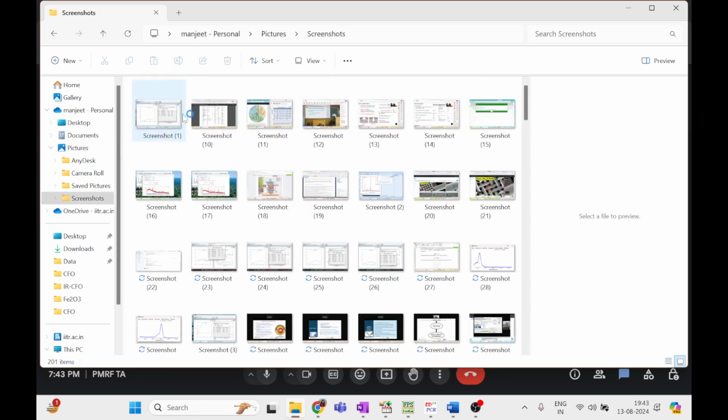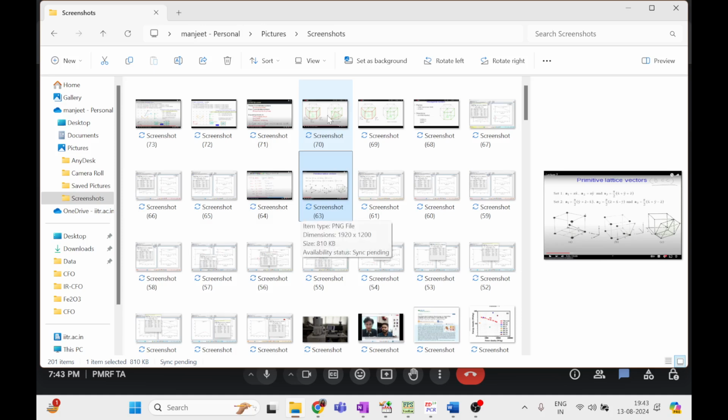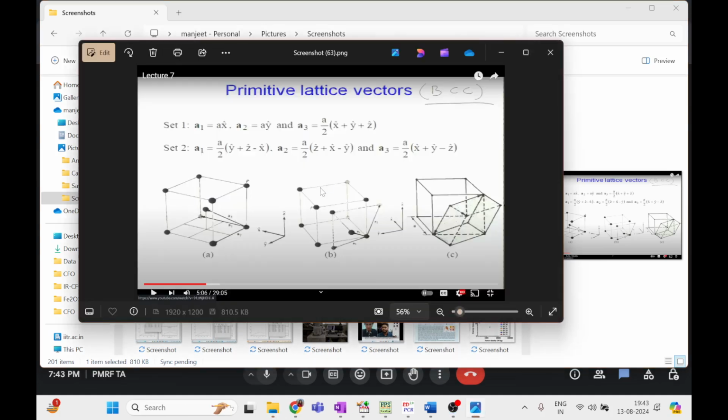The main rule for the primitive consideration is that you have to take such atoms so that you get only one atom in the cell. In the other one also, that is what we have considered.